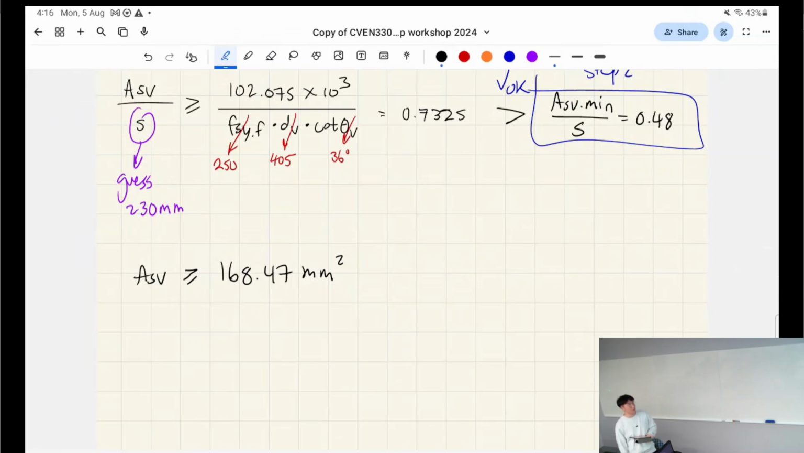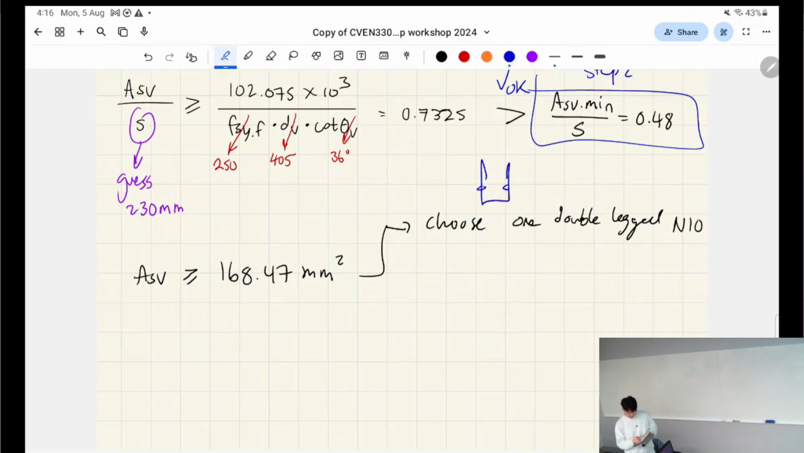The table which you're actually given on your formula sheet is going to tell you the area of your N bars and stuff like that. So what we're going to do is choose one double-legged N10, right? So this means this has 2 legs, 1, 2, and these are N10 bars, okay?